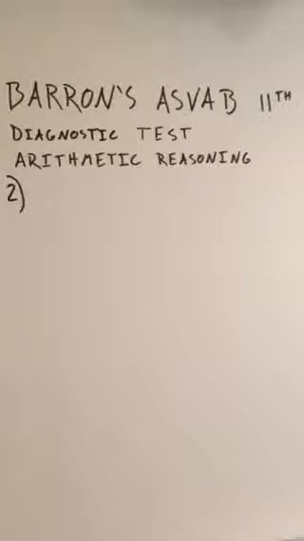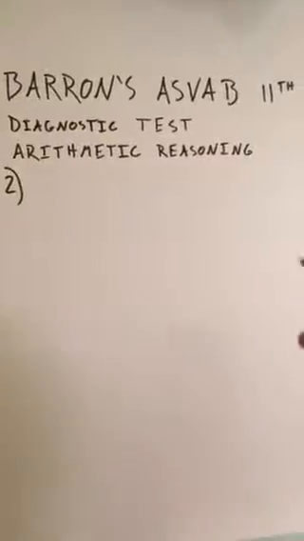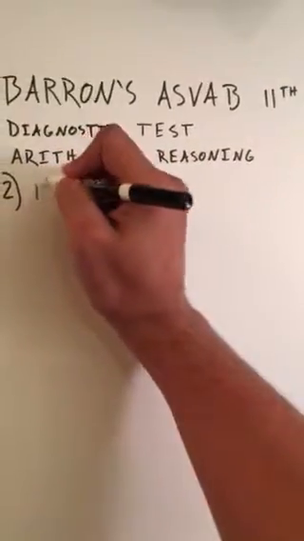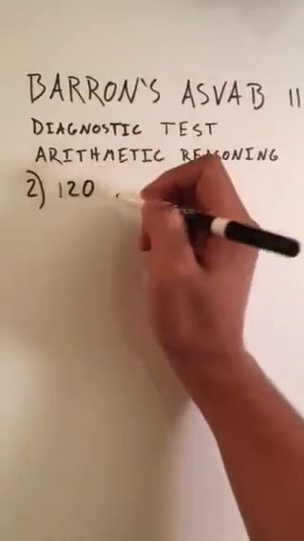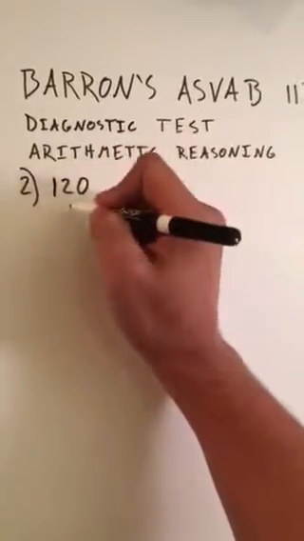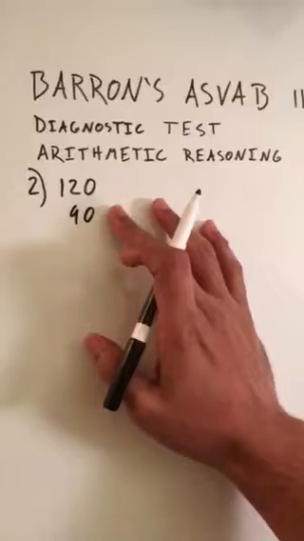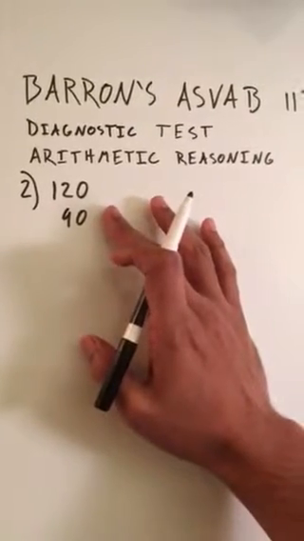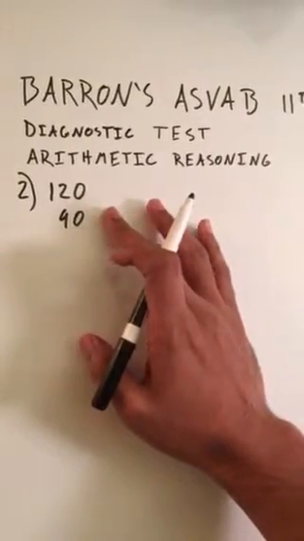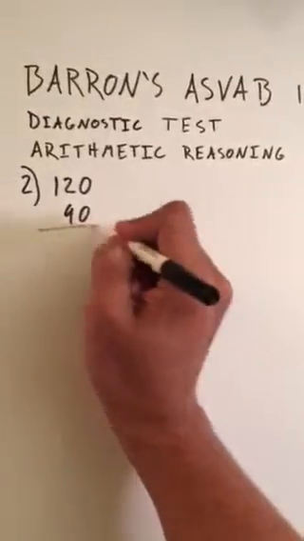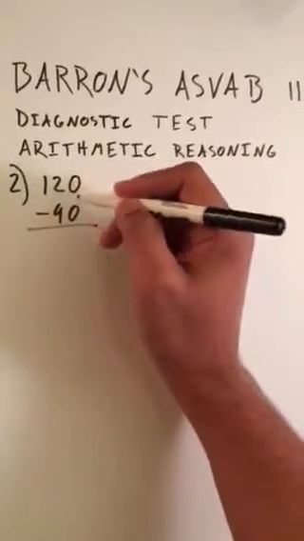Barron's ASVAB 11th edition Diagnostic Test, Arithmetic Reasoning question number 2. A scientist planted 120 seeds. Of the 120 seeds, 90 sprouted. They want to know how many seeds did not sprout, which would be 120 minus 90.